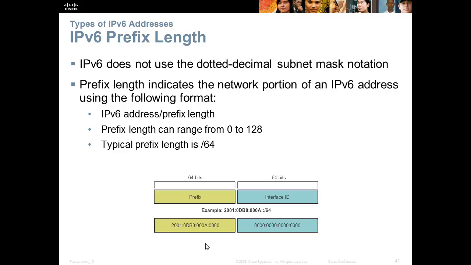The prefix length is going to range between 0 and 128, but almost always in this class we're going to see a /64. We're usually going to be assigned a /48 from our service provider, and then we'll use a /16 for our subnet ID, which gives us that prefix length of a /64. So we have our first 64, which give us the network portion, and the last 64, which will be our interface ID.